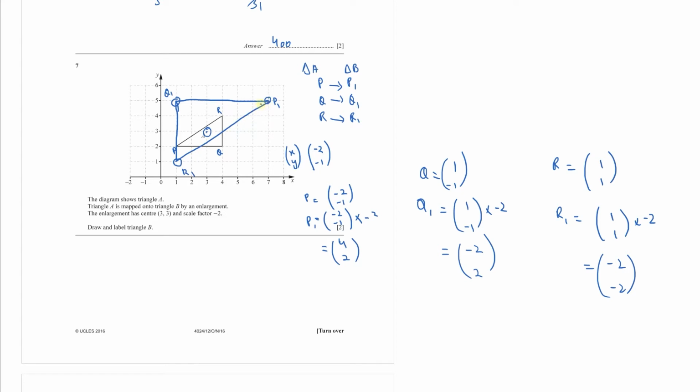And this will be your, so I feel this method is much easier. You can calculate each corresponding point by simply multiplying their relative position from the center of enlargement by the scaling factor. So you get P1, Q1, R1, and then you can join them. So this would be your triangle P.